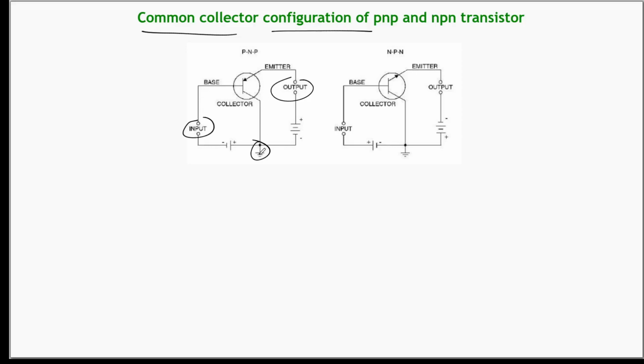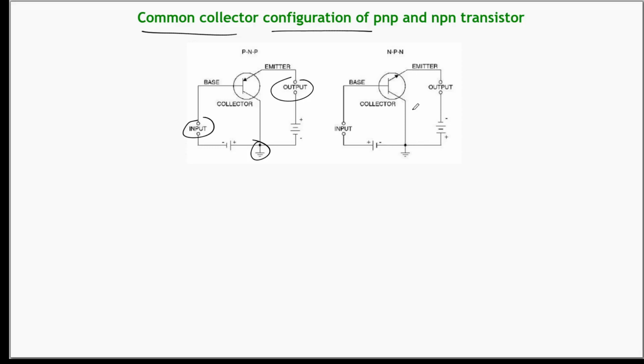And collector is grounded. With respect to the ground, base is relatively at positive bias. So this is also a reverse biasing. So both forward bias for the emitter base junction and collector base junction reverse biasing are satisfied. So this is a normal mode of operation.